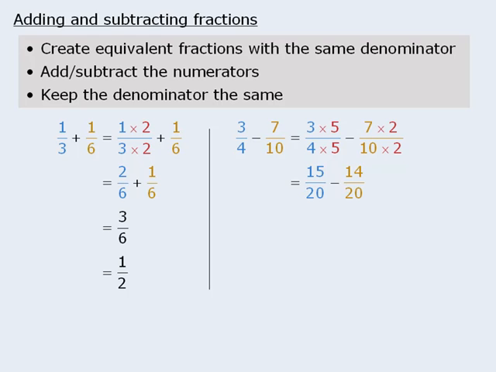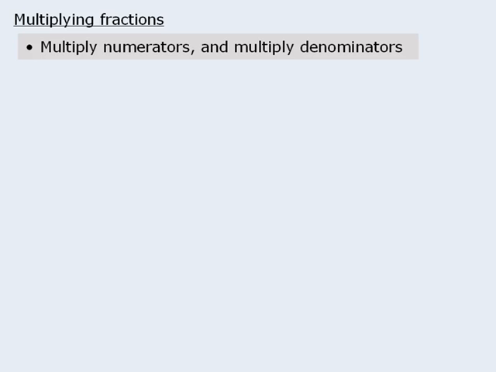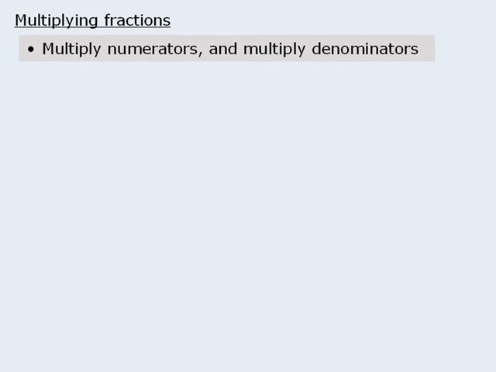Now that both fractions have the same denominator, we can subtract the numerators. So 15 minus 14 equals 1, so this is the numerator, and we will keep the denominator of 20 the same. So 3/4 minus 7/10 is equal to 1/20. Okay, now let's look at multiplying fractions. The rule here is very straightforward. Multiply the numerators and multiply the denominators.